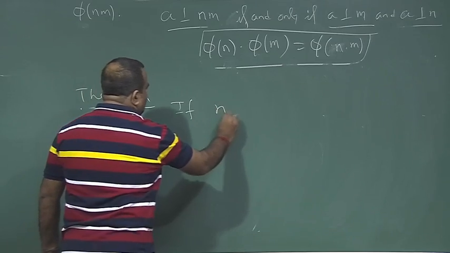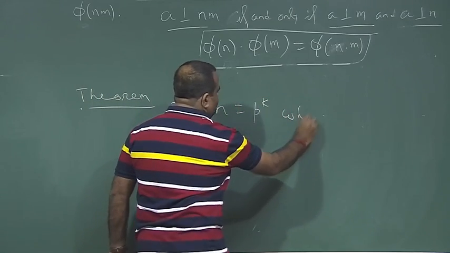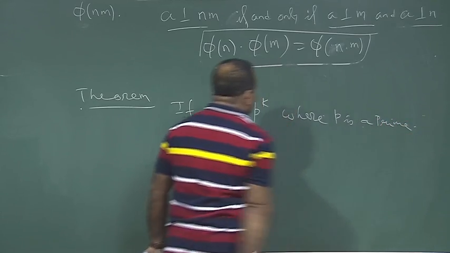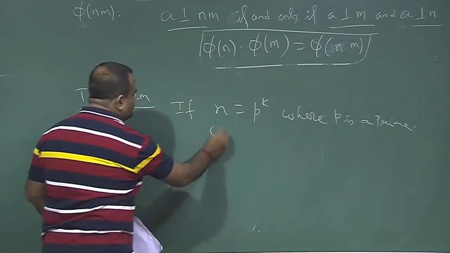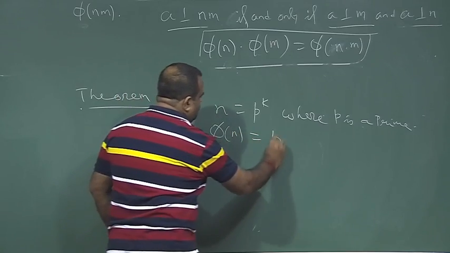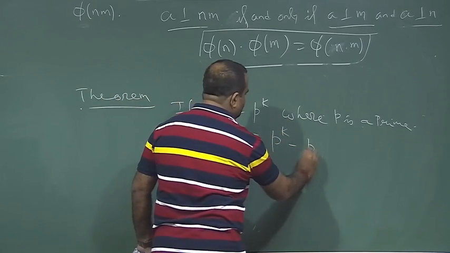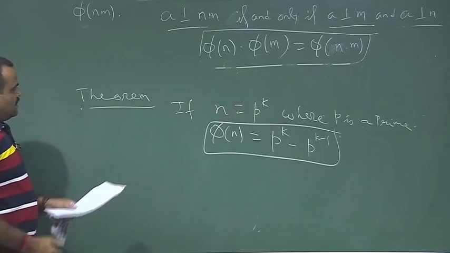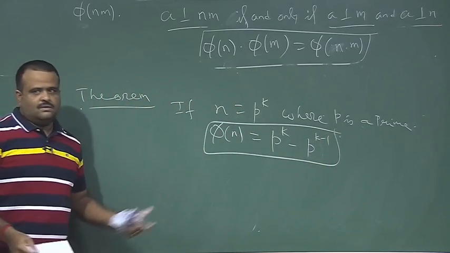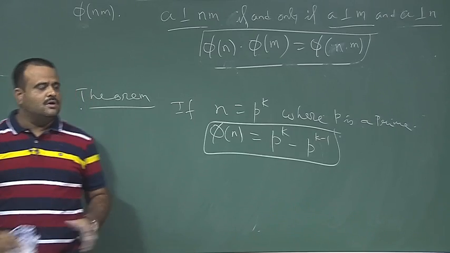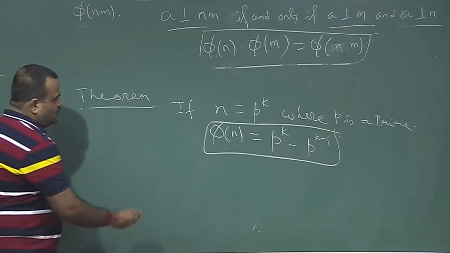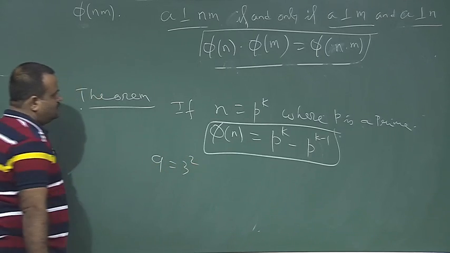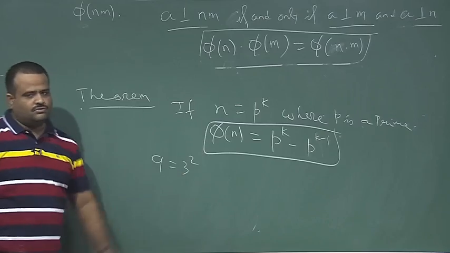If n is p to the power k, where p is a prime and k is an integer, then phi n is basically p to the power k minus p to the power k minus 1. This result can be easily proved, but we are not going to prove it now. It is also used because if we want to calculate, say, phi of 9, 9 is basically 3 squared, where 3 is prime. So we will use this result for that.